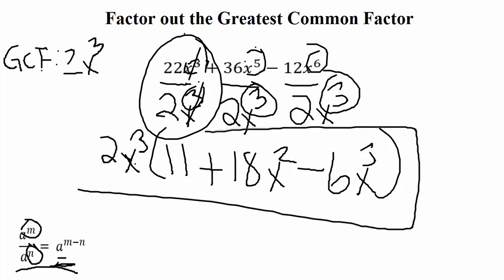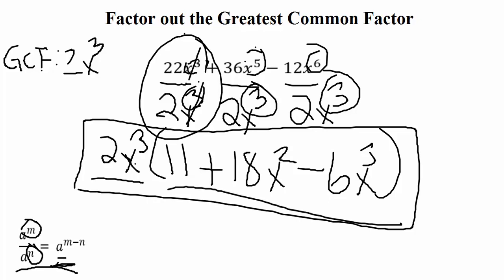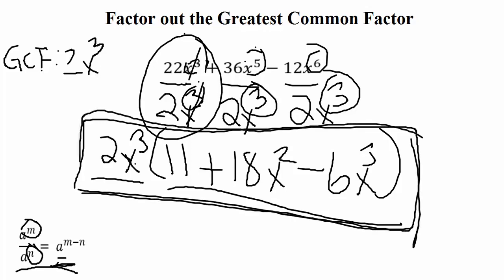This right over here, this 2x cubed, is our greatest common factor that we put out to the front. This trinomial left inside here is what we have left over after factoring out that greatest common factor. Both of these together represent our simplified polynomial.